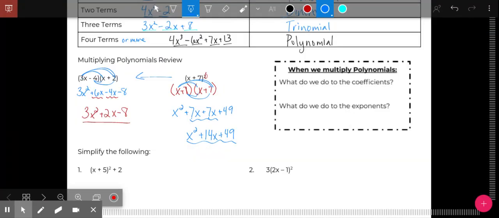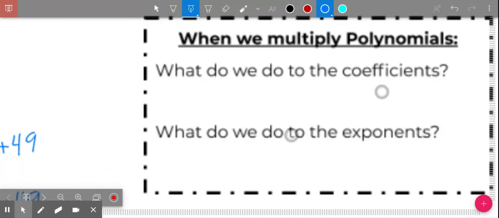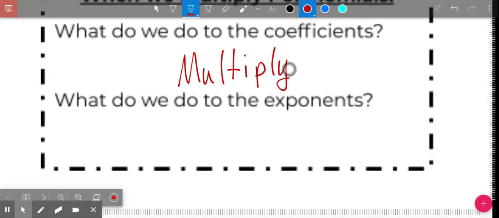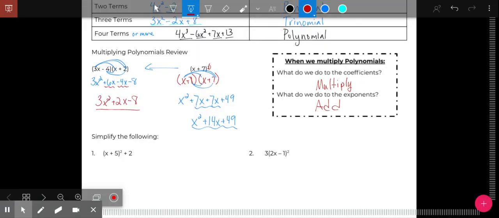All right, so just a reminder, what are we doing to the coefficients? If you looked at those coefficients, we just multiply them, we treat them like normal. And what do we do to the exponents? We add the exponents. All right, so now we're going to look at a few that have a few extra steps. If you look at these, they're not just our binomials. They have maybe the plus 2, or we have an extra coefficient. So we're going to look at these that have just a few extra steps.